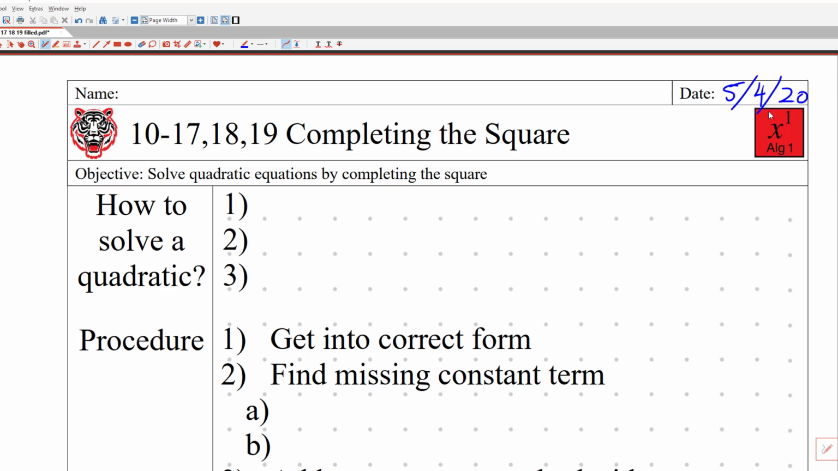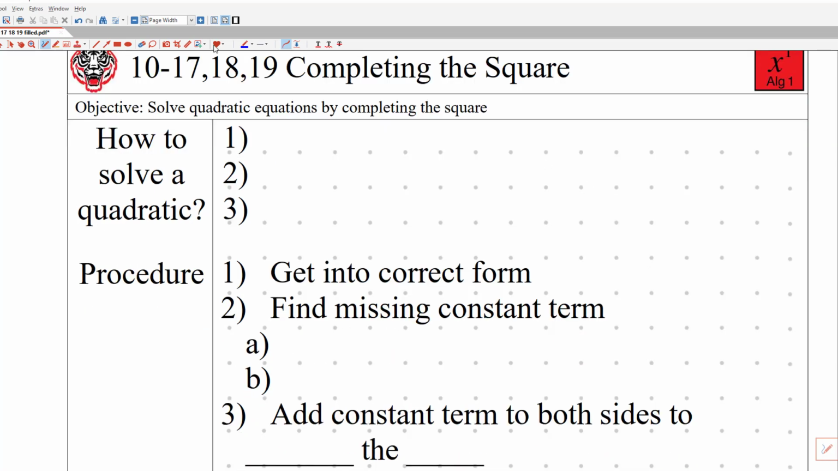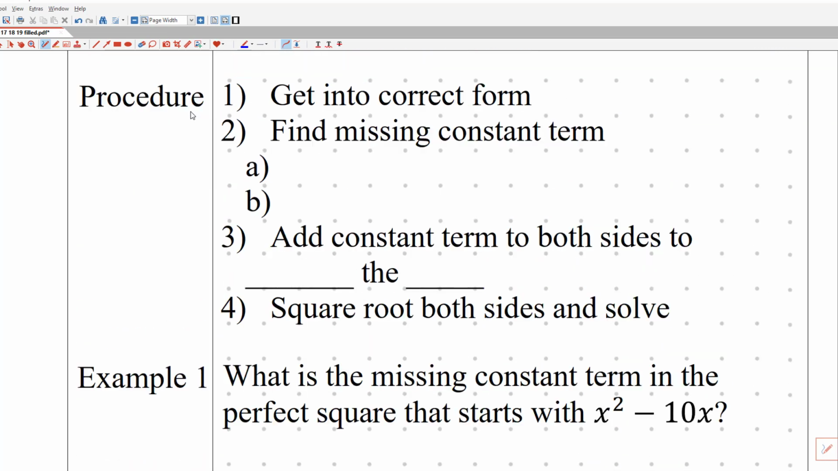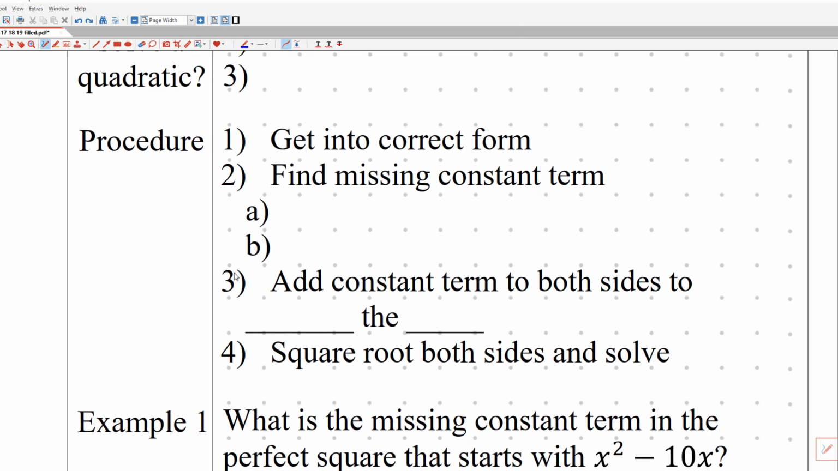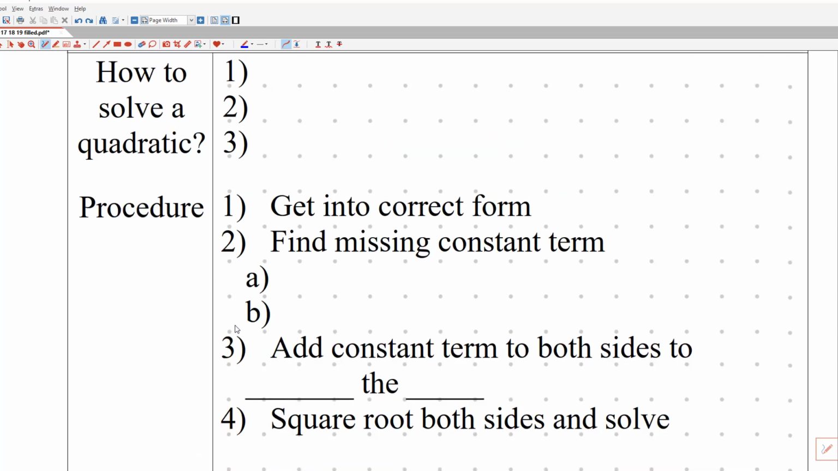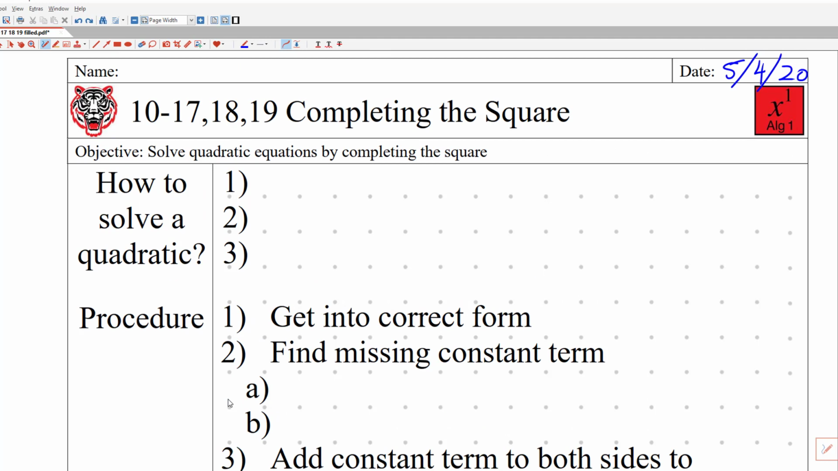5/4/2020. Our objective today is to solve quadratic equations by completing the square. All right, so why are we doing 3 lessons in one day? It's because the homework that goes with 10-17 is really easy. By doing just the first 2 steps, you have the homework essentially done, and then step number 3 is going to be used for the next homework, and then step number 3 again is used for the next homework. You never actually solve because you could just use the quadratic formula, and they want to try to avoid that on Khan Academy. So how do we actually solve a quadratic?